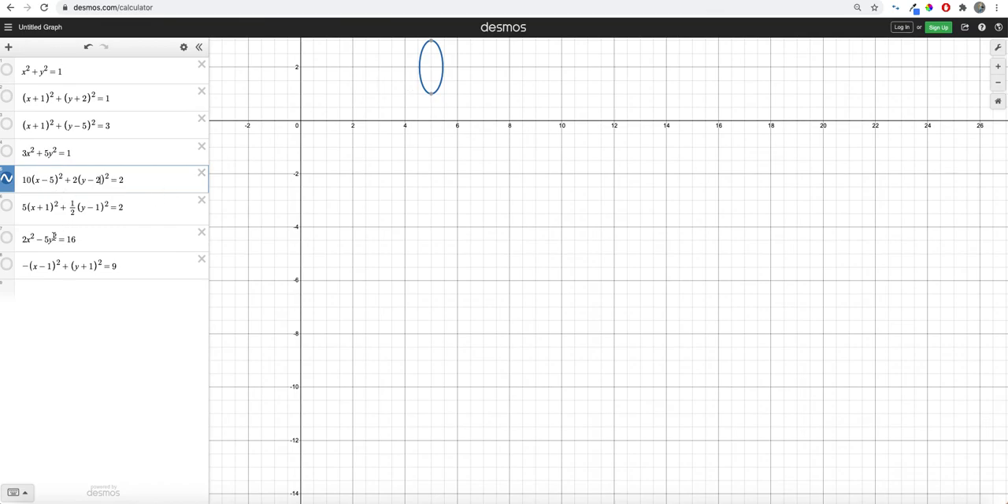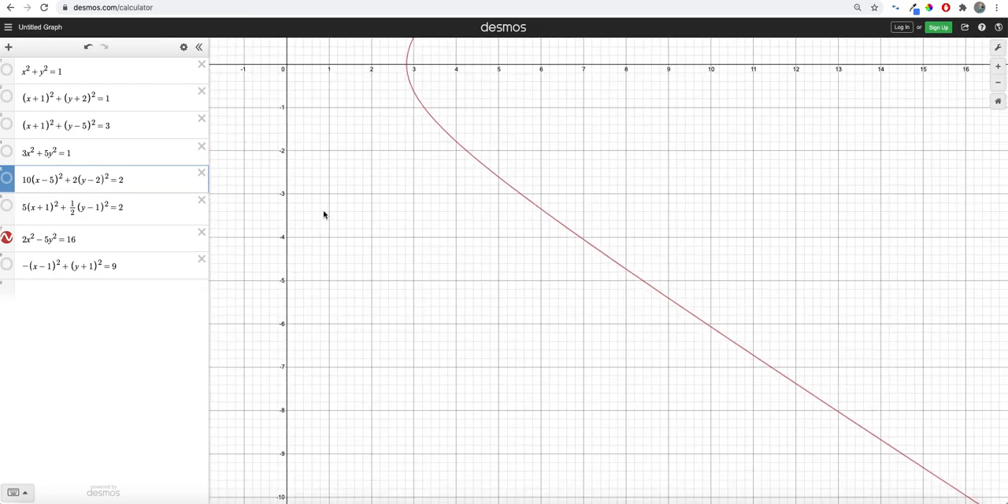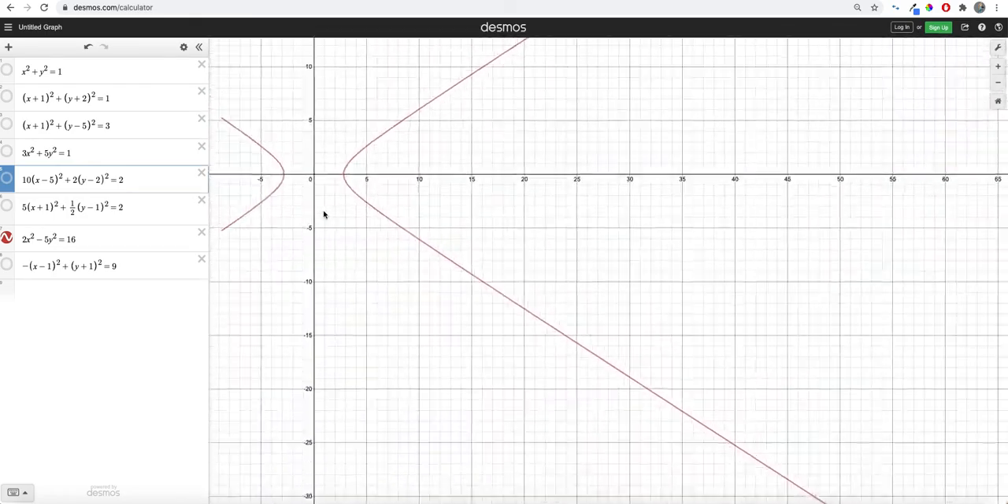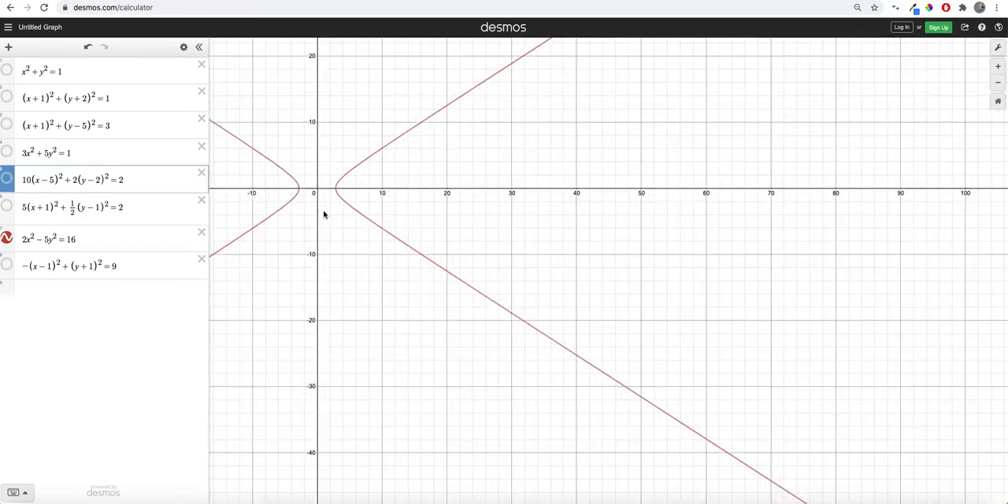Okay, now if we just put a negative sign on either the x or the y, we get something called a hyperbola. It's kind of weird, kind of like two parabolas in a sense. It's a little bit different than that, but the center is right here. It's not even on the curve.